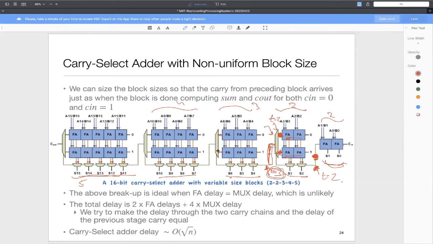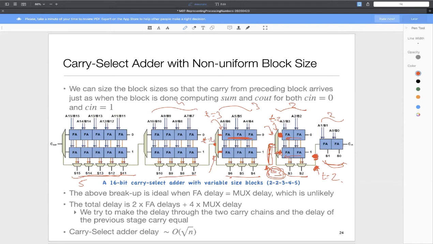Likewise, the output of these 2 chains of 3 FAs will be ready at T equal to 3 because they are going through 3 full adders. So this multiplexer at stage 3 will get all its inputs at T equal to 3. So that's what we want. And therefore its output, okay, the output of the stage 3 mux, is T equal to 4.